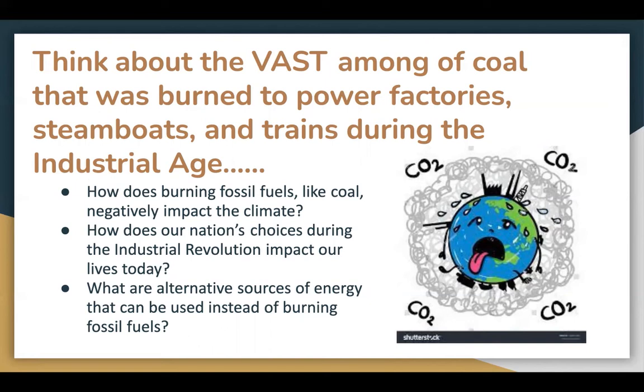Think of all of the coal that was being used to power factories and transportation during this period. Burning fossil fuels like coal during the industrial age is in direct correlation with the world's current climate crisis. Our dependency on coal to fuel industrialization in the 18th and 19th centuries has had a devastating impact on the world's climate. We need to learn from our nation's choices of burning fossil fuels as a source of energy. In order to combat the climate crisis, we need to only use renewable sources of energy instead of burning fossil fuels.